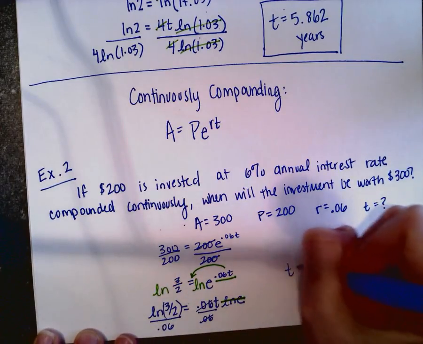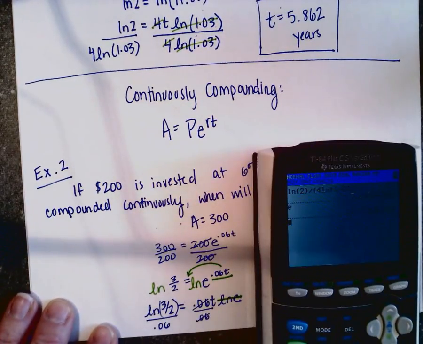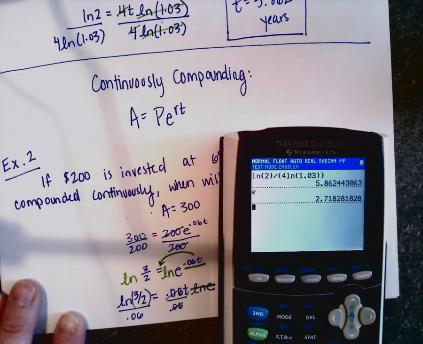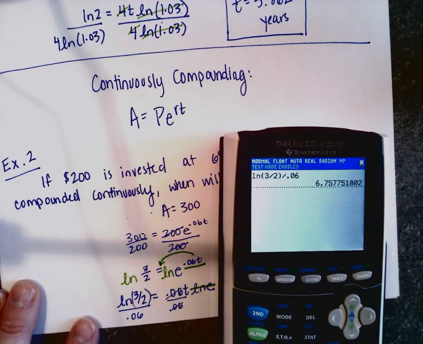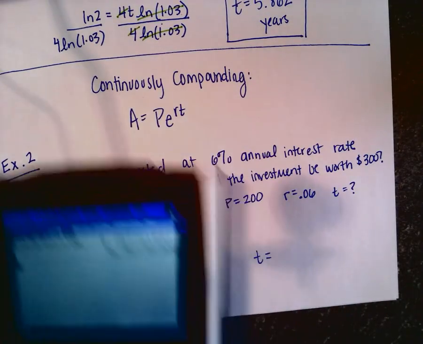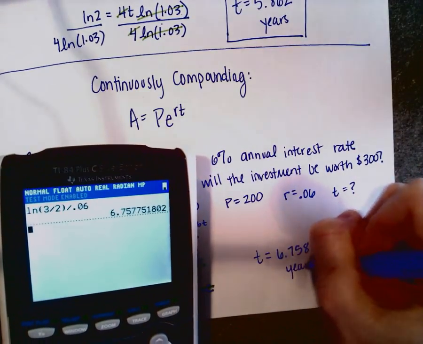And I can type that in my calculator to solve for t. So in the calculator, I'm just going to type in natural log 3 over 2 divided by 0.06. Okay, and I get t equals 6.758 years.